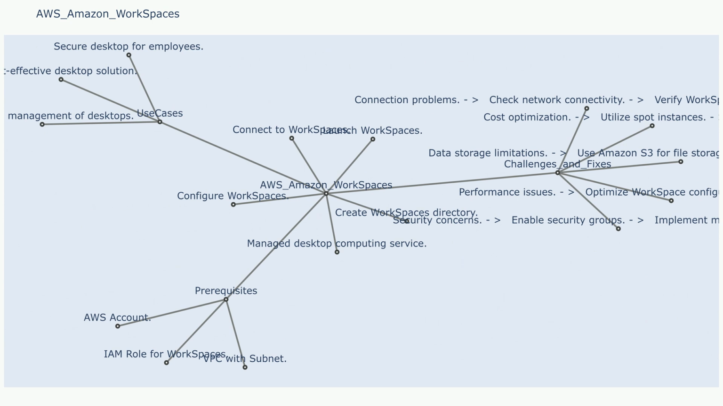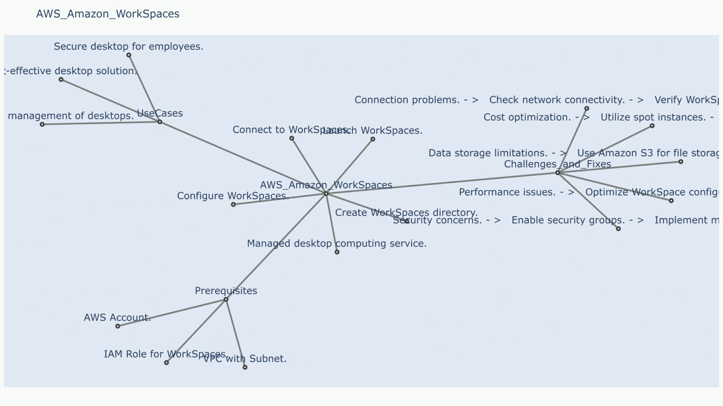Connection problems: users may face connectivity issues due to network problems, client software issues, or incorrect configuration. Check network connectivity. Verify internet connectivity and ensure that the Workspaces client software can reach the Workspaces instances. Verify Workspaces client settings. Check the client software configuration and ensure it's properly connected to the Workspaces directory and instances. Check firewall settings. Ensure that the firewall settings on your device and network allow communication with the Workspaces service.